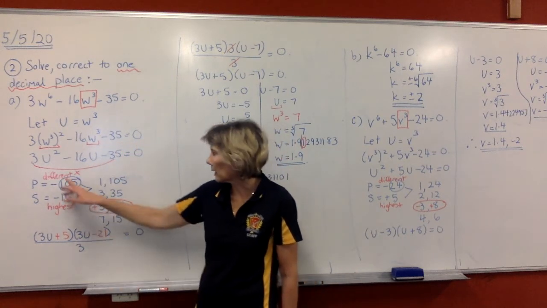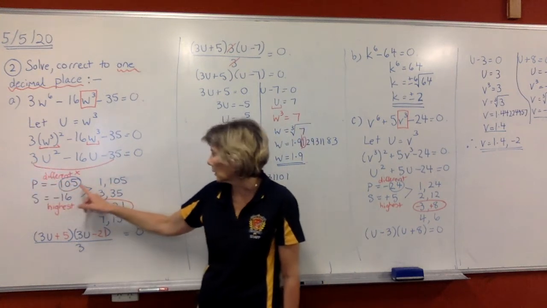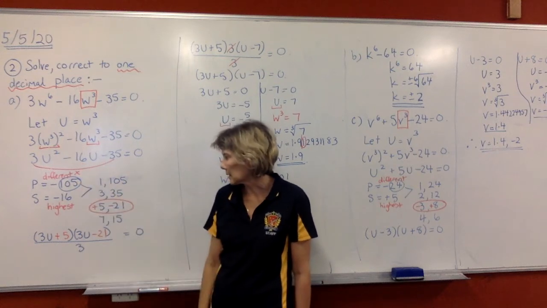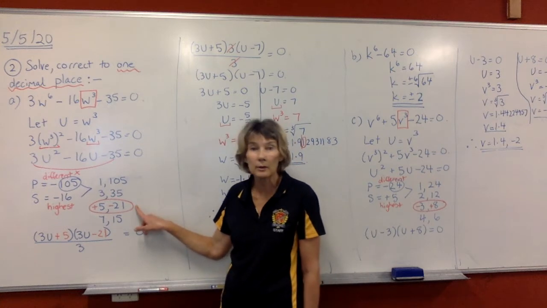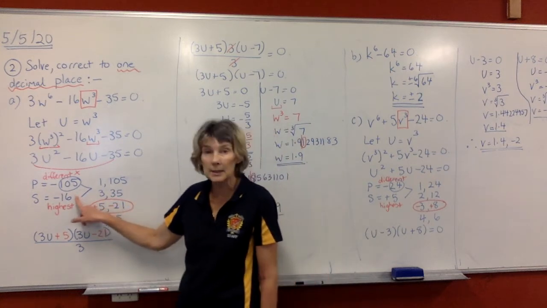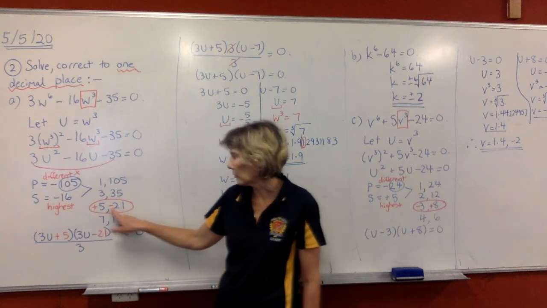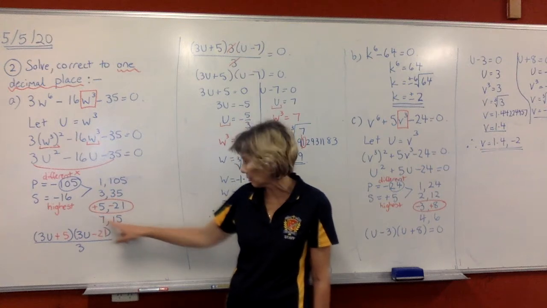So then we do our product and sum. Don't forget you have to multiply these for your product. So our product is minus 105. The sum is minus 16. If we go through our factor pairs, we'll find that 5 and 21 will give us a 16. The highest number gets the negative. The signs have to be different, so the 5 will get a positive.